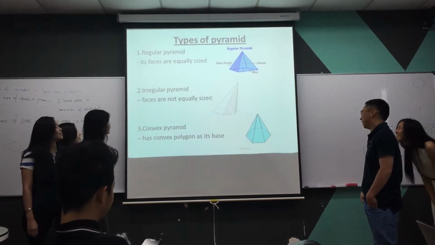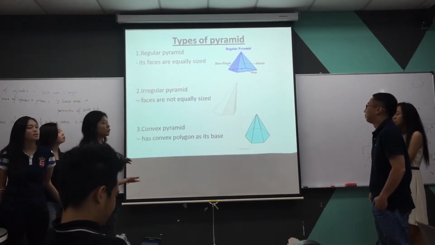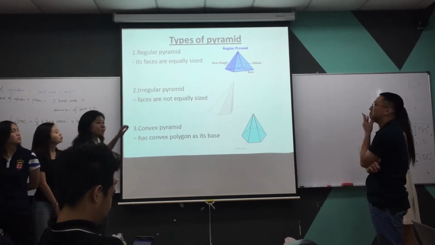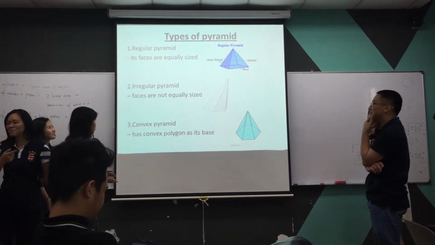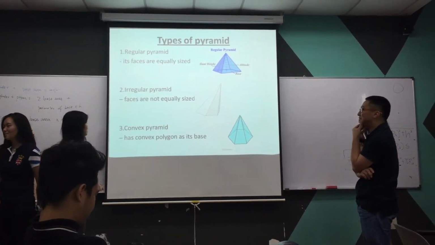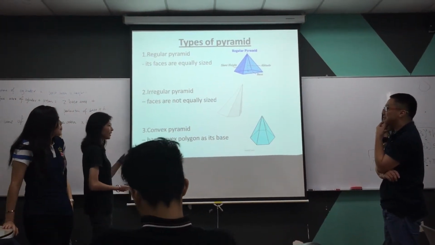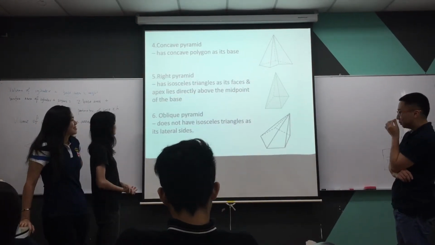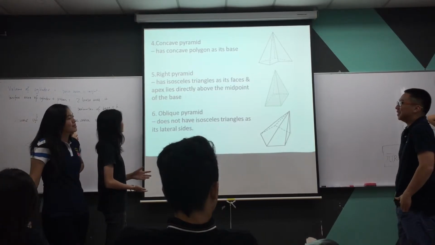Next, I'm going to talk about the types of pyramid. The first one is the regular pyramid, where the faces are equal in size. The second is the irregular pyramid, which is totally different from the regular pyramid, in which the sizes are different. The third one is the convex pyramid. They have a convex polygon at the base. The fourth one is the concave pyramid. They have a concave polygon at the base.